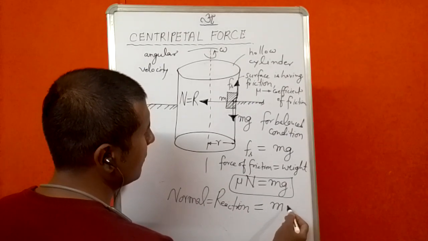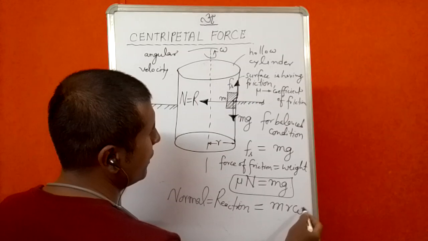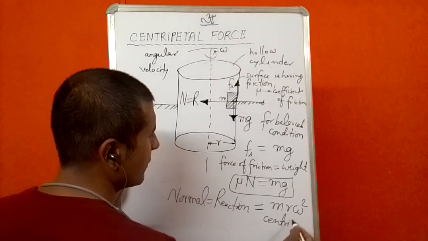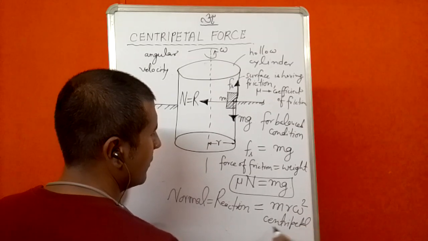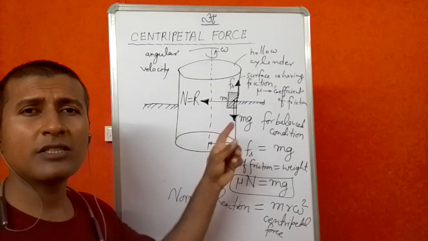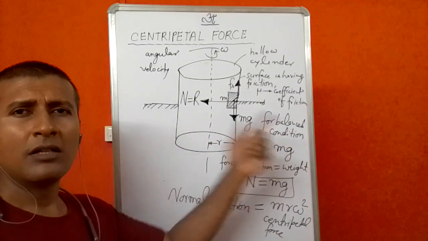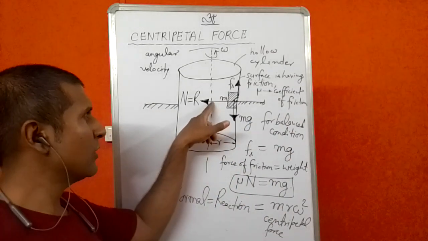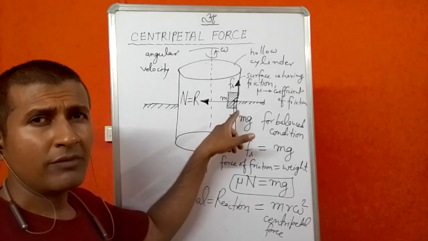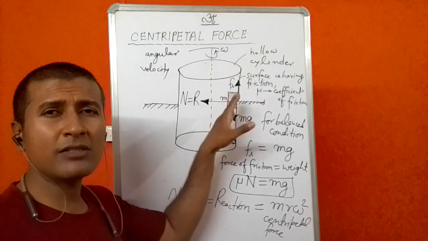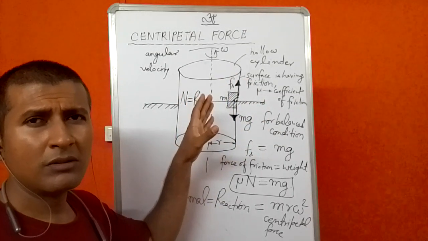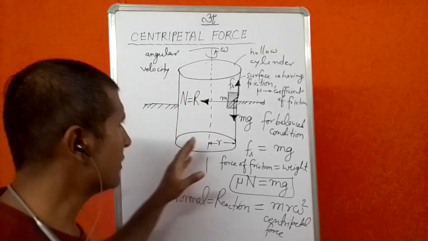It is m r omega square, right? Which is nothing but the centripetal force, right? Because this body is revolving around this particular point, being stationary within the frame of this rotor. Are you getting? Yes or no? Are you able to understand?